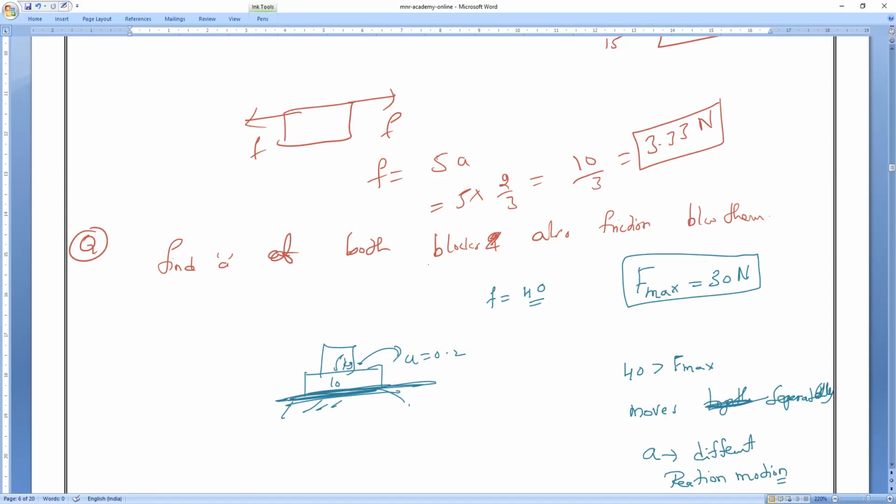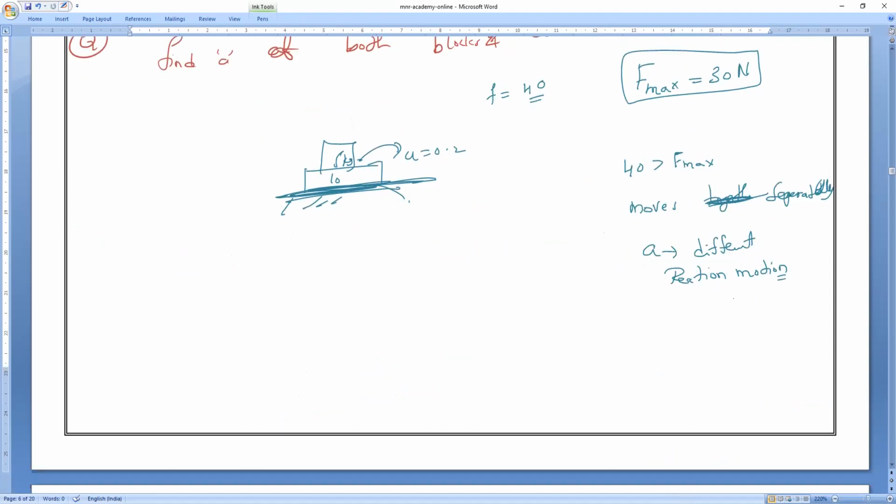If they are in relative motion, what friction? We all know it is the kinetic friction, because in relative motion, kinetic friction remains constant. Am I right or wrong? Yes, sir. So Fk is equal to mu k into N. Is it okay, guys? Everybody clear? Understand?